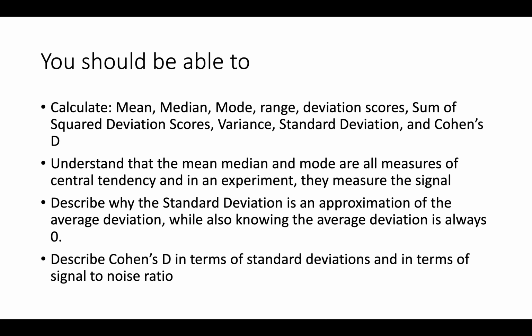Describe Cohen's d in terms of standard deviation and in terms of signal to noise ratio. So standard deviations, the number of standard deviations your 2 means are different. Signal to noise ratio, it's the proportion. Your Cohen's d is 1, signal equals noise, Cohen's d is 0.5, signal's half the size of your noise.